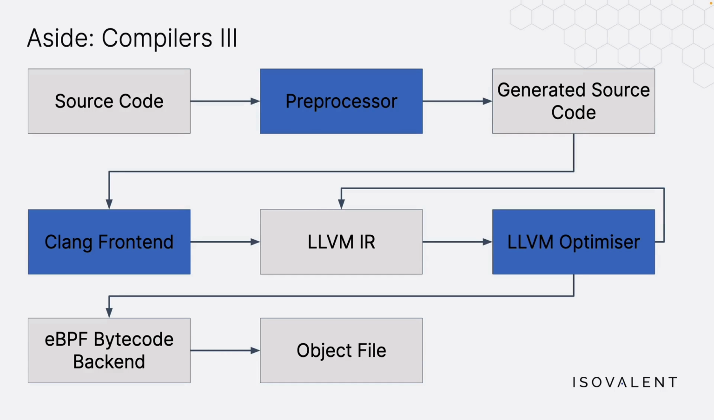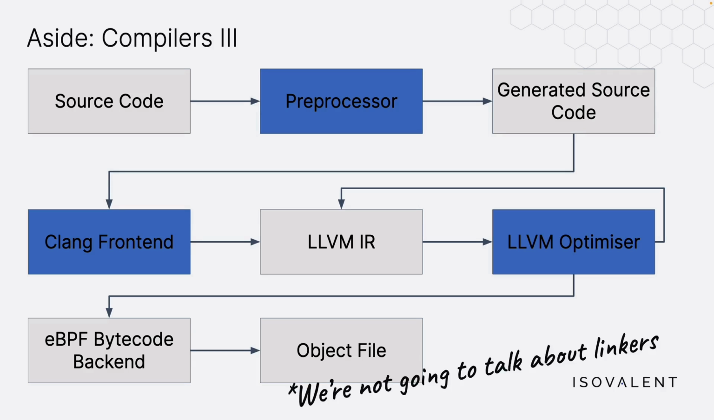So this is more like what's actually going on. We're doing our preprocessor step, and then we're going through the LLVM mid-step optimizers. There's an LLVM IR, which is the intermediate representation. And then finally, we're getting bytecode out the end, and then our object file. And there's also a thing about linkers, which we're also just not going to talk about here.